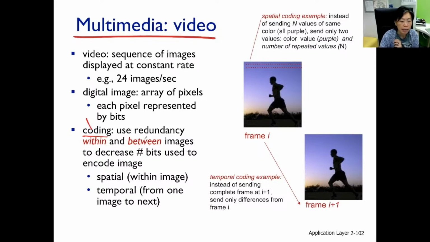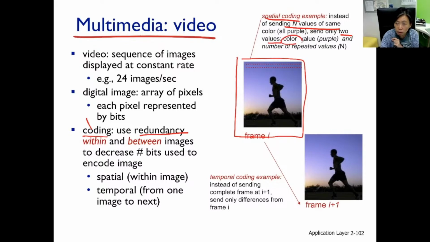And we're exploiting redundancy that is natural in the content. Redundancy could exist here, within one frame, within one image. You see here, the sky, all these pixels in the sky, they would look very much the same. The colors are pretty much the same, right? So that is called spatial coding. Instead of sending all the values one by one, how about sending only two values? The color and the number of times the color is going to repeat. So two numbers instead of n numbers. That reduces the number of bits we need to transmit.